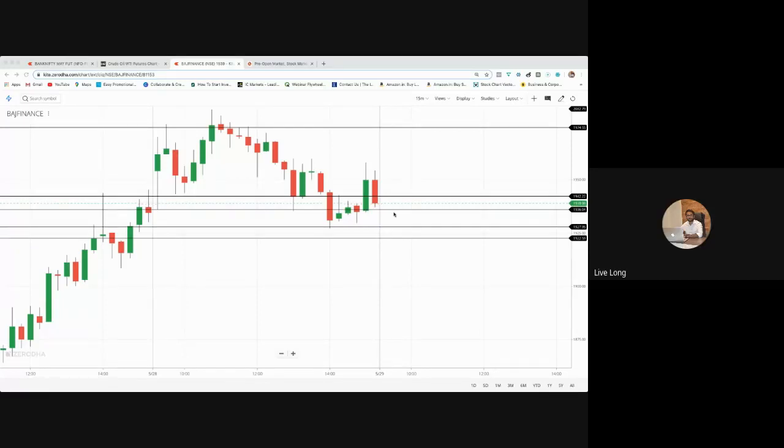Looking at this particular chart, I realized that the stock got a support over here, right? I don't know why I'm not able to select the lines now.